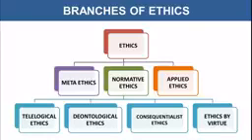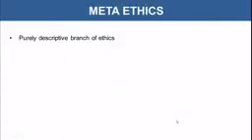Coming to branches of ethics, ethics has been divided into three major parts: meta ethics, normative ethics, and applied ethics. Normative ethics is further divided into teleological ethics, deontological ethics, consequentialist ethics, and ethics by virtue. So one by one we will see what all these mean.